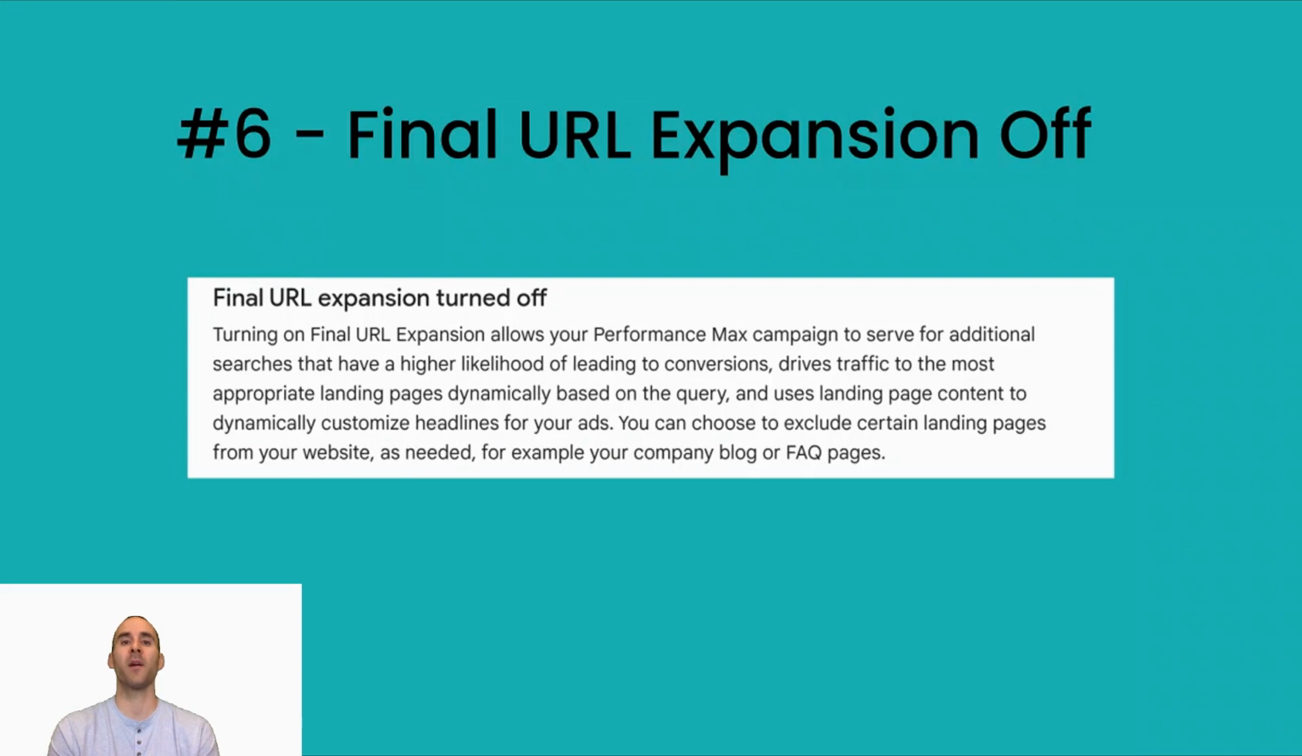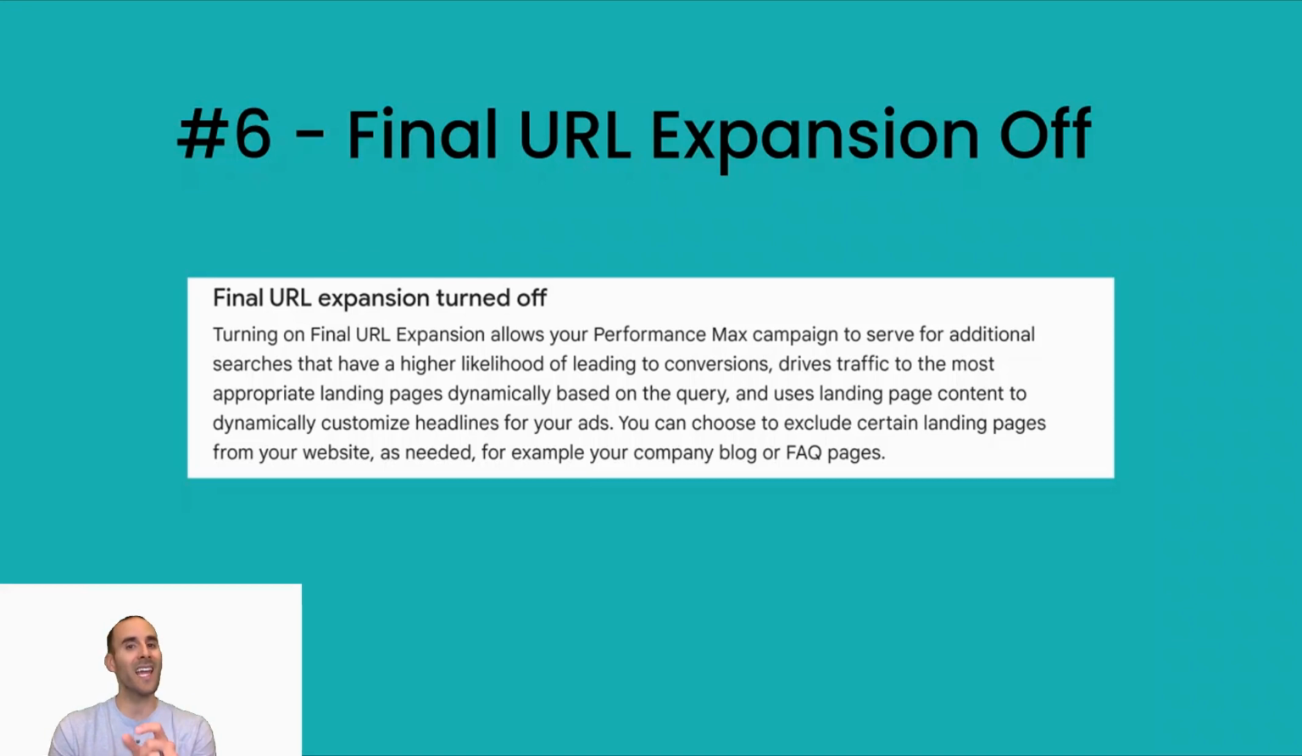And the last reason why your Performance Max campaign might be slow is because you have final URL expansion off. Now, this isn't necessarily a bad thing. What final URL expansion is, Google will essentially scan your website pages and look to find pages that it can serve as the final URL for the advertisements with Performance Max. And so if you have final URL expansion off, the only URLs that Google will send traffic to are the ones that you provided. But if you have final URL expansion turned on, it essentially multiplies the number of landing pages that Google can send traffic to.